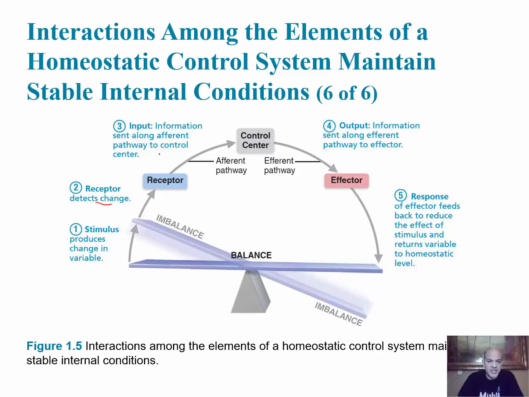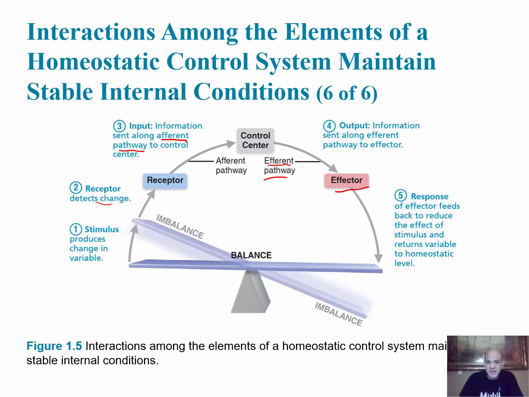And the receptor detects this change, and then the information is sent along what's called an afferent pathway, which will eventually go to some control center. And in that control center, remember, is where the decision is made on what to do about the stimulus causing the change in the variable. And then the control center will send information out through an efferent pathway, efferent as in exiting out of the control center. The information will be sent along that pathway to an effector.